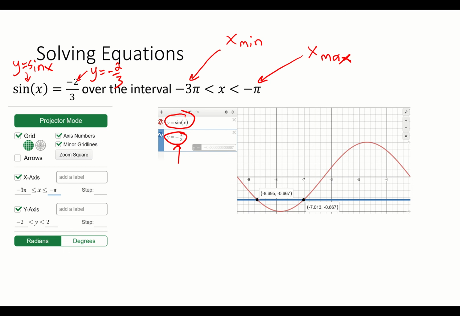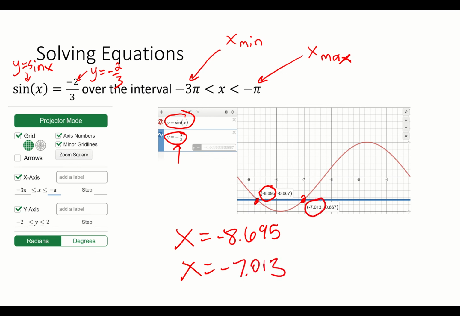The nice part about Desmos is you can just touch the intersection points to get the answers. So there are two answers in this interval. The first one is x equals negative 8.695. The second is x equals negative 7.013. So you're just looking for the x values of the points of intersection. Those x values are the solutions of the equation over the given interval.